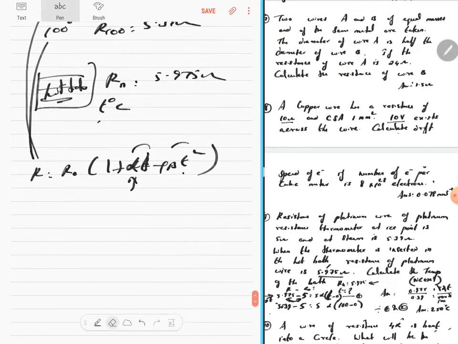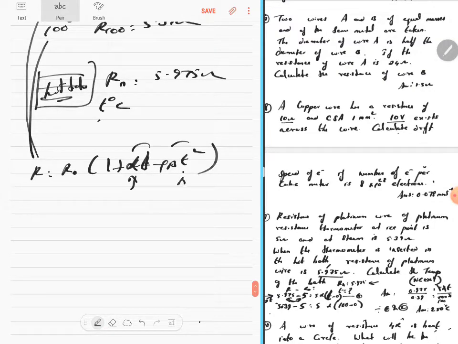However, we can ignore this because it's delta T, the whole square, right? A small change in temperature, the whole square. If it is 1 by 2, squared it becomes 1 by 4. It becomes more and more negligible. Therefore, you can ignore this and write R is equal to R naught into 1 plus alpha T, and ignore the beta T square. Okay. So this is for a copper.